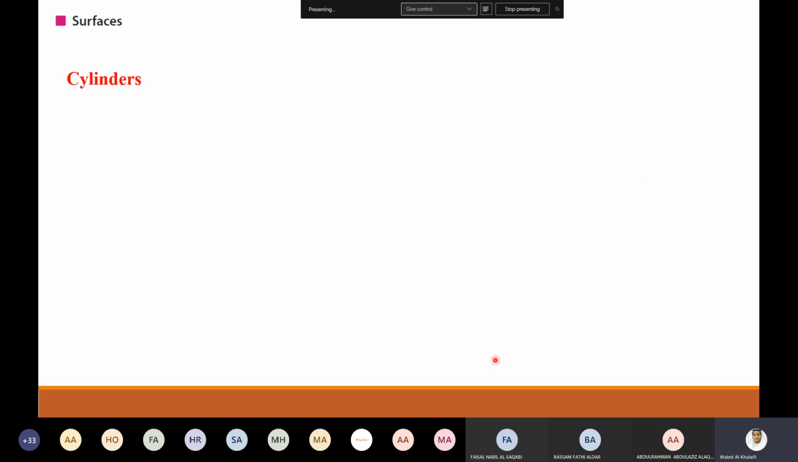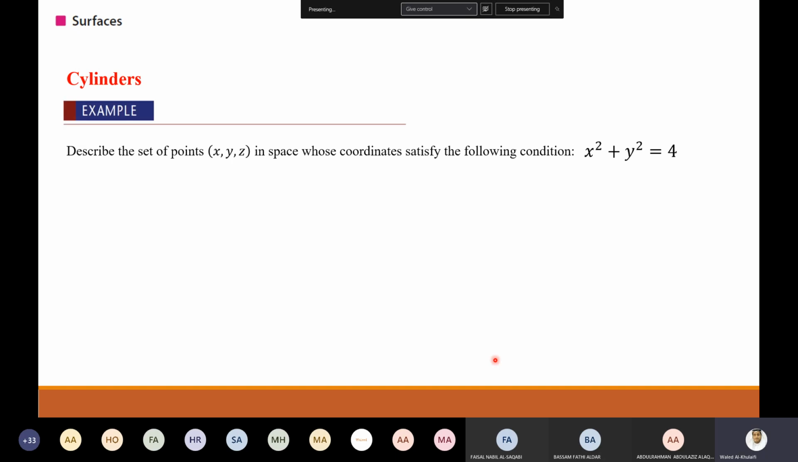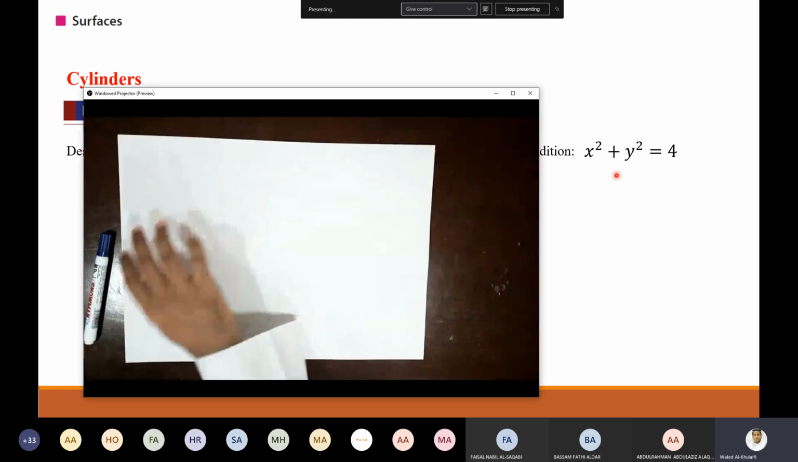Now there is something called cylinders. You know the cylinders before, but we can describe them in this way. For example, describe the set of points x, y, z in space whose coordinates satisfy the following condition: x squared plus y squared equals 4. So we can do it this way.